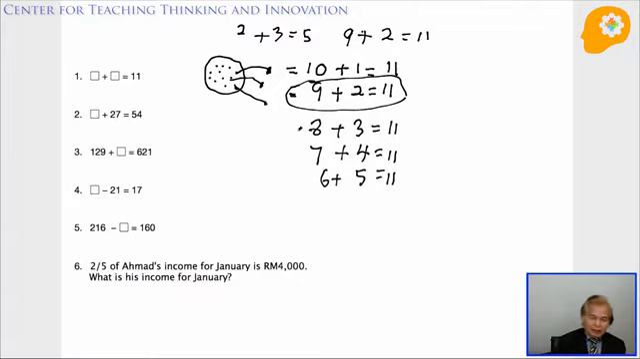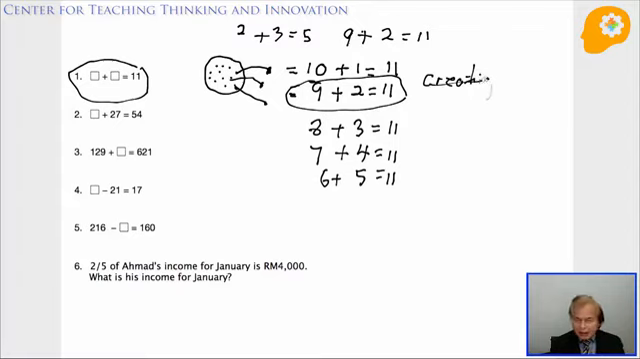And this kind of thinking, where your kids look into several ways of solving problems, is called creative thinking. You are developing creative thinking. It's called creative thinking. Creative thinking in mathematics.